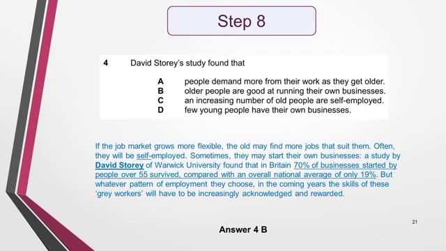I reread the options one by one to see which is the best fit. It's option B. Older people are good at running their own business. There's some interpretation needed here, but this is the only option to match the information in the sentence. The answer is 4B. And that's the whole question completed.